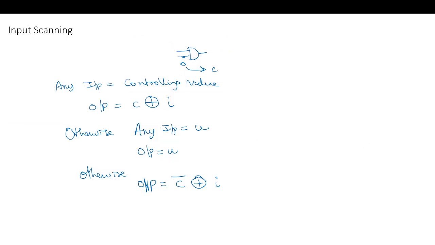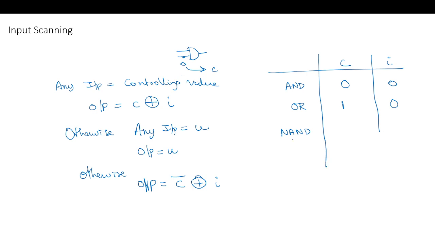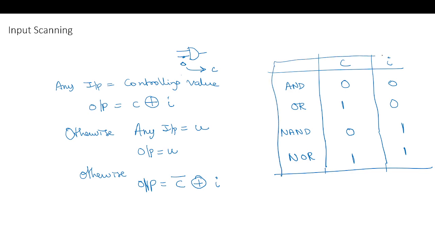So next, we give the controlling and inversion values for the basic gates. C is the controlling value and I is the inversion value. For an AND gate, controlling value is 0 and inversion is 0; for an OR gate, controlling is 1, inversion is 0. For a NAND gate, it's a complementary gate, so the inversion is 1, and NOR is also the complement of OR, so inversion is 1. For a NAND, 0 is the controlling value, for NOR, 1 is the controlling value. So these are the controlling and inversion values for the basic gates.